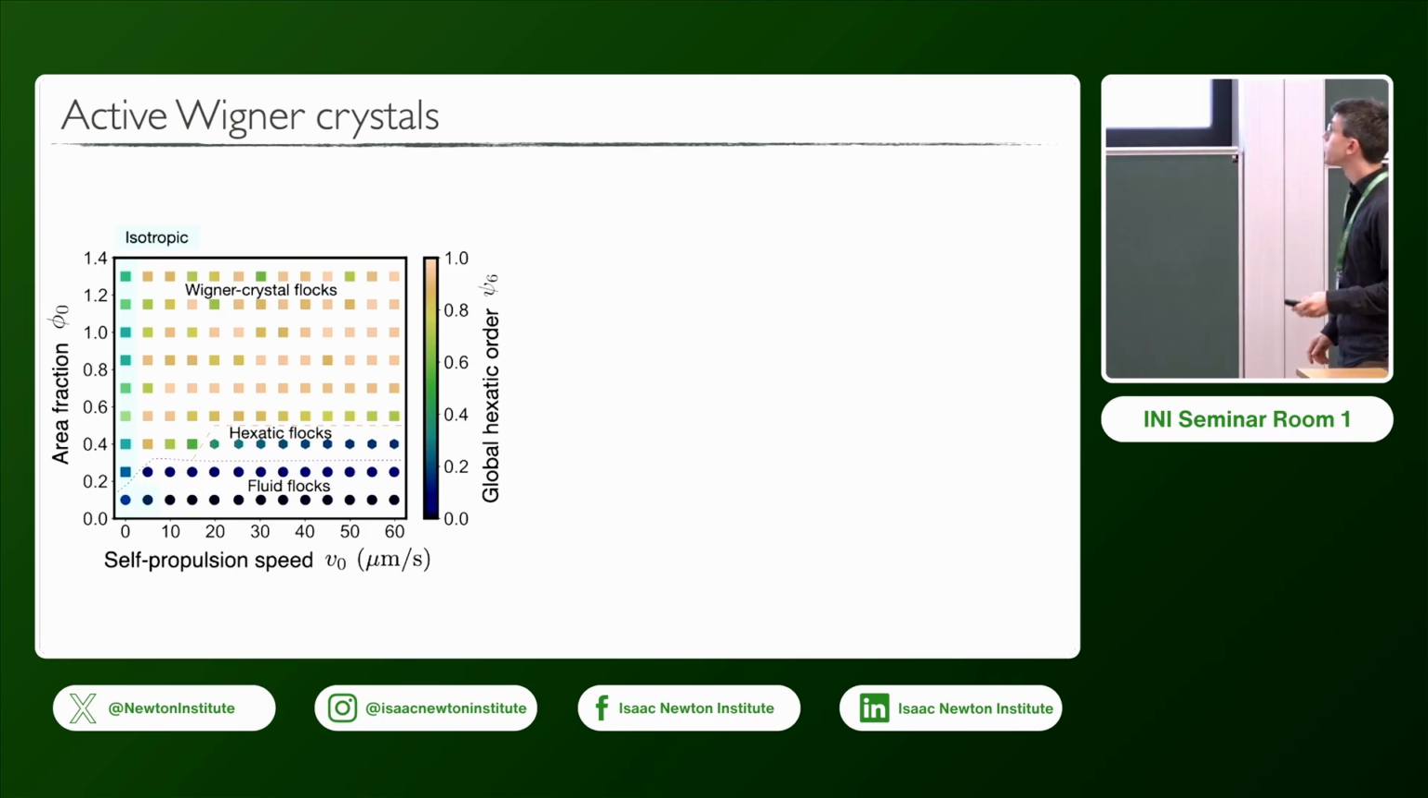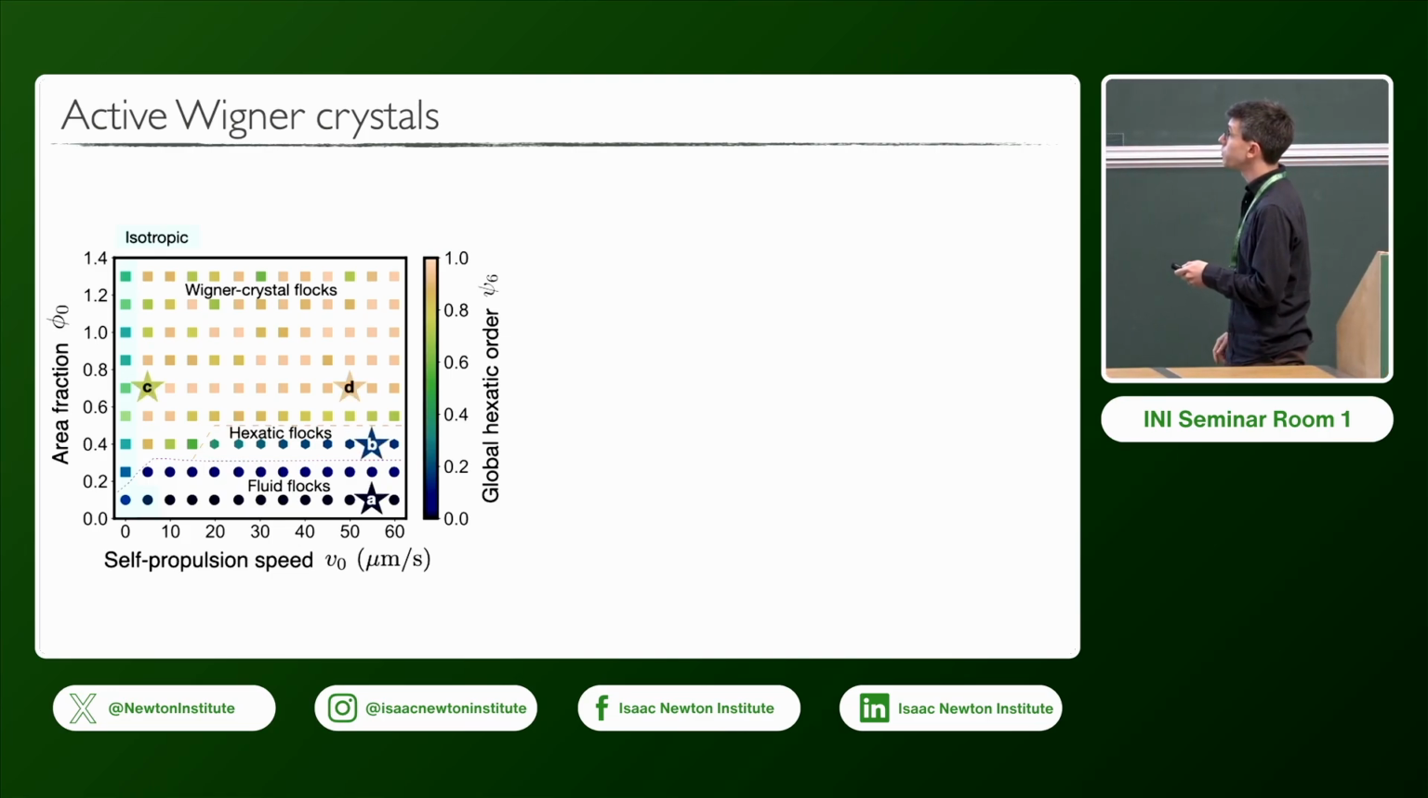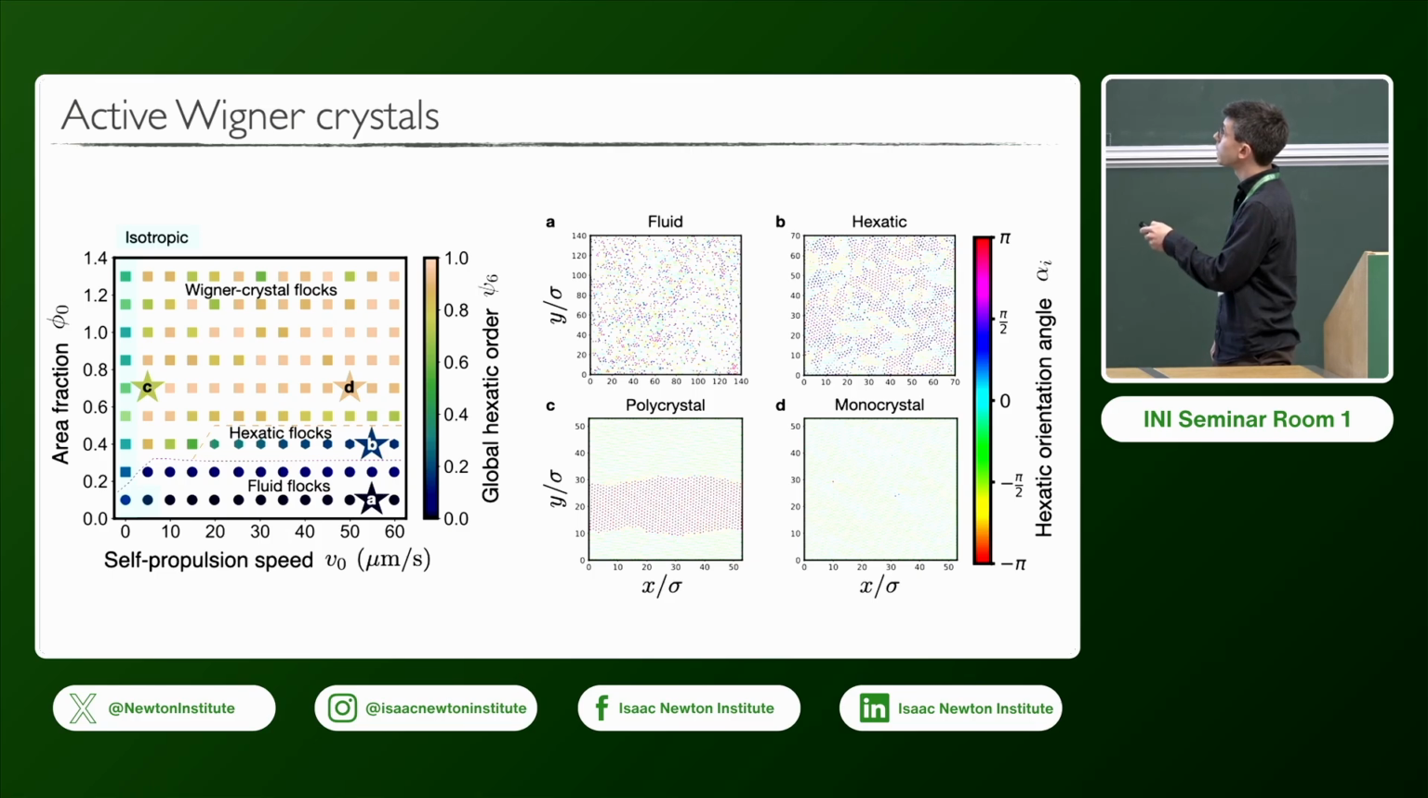Okay? And so I just want to show you a few snapshots of how the phases look. So I'll show you these four. So the fluid flock looks something like this. What I'm plotting here is the orientation of the hexatic order locally. And then if I go to the hexatic phase, I have something like that. And then what's interesting is that once I go into this Wigner crystal phase, at low self-propulsion speeds, I get polycrystalline samples. But then as I increase activity, I mostly get almost monocrystalline samples. Okay? And so it seems like activity anneals the polycrystallinity of these samples.